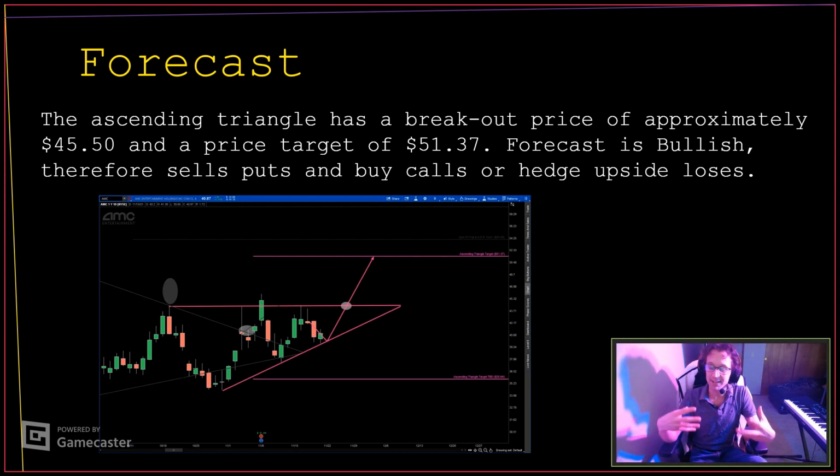Now that's complicated, and it's risky. I want to say up front, this simulated trade that I'm going to show is very, very aggressive, and it is not suitable for all traders.